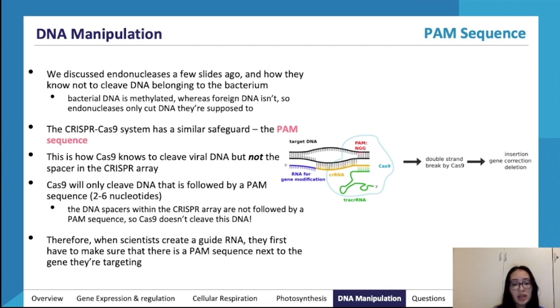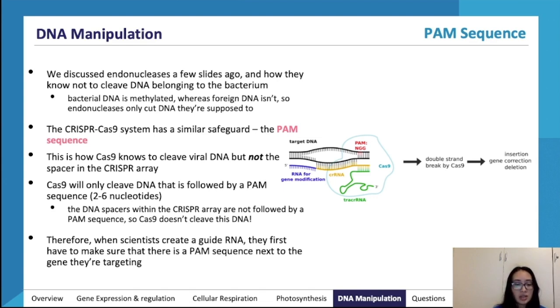Cas9 will only cleave DNA that is followed by a PAM sequence. So when you insert that spacer sequence into your CRISPR array, you just don't bring the PAM sequence with you. You snip it out and save it. When you're cutting with the endonuclease Cas9, it scans through a genome, and if the particular sequence it recognizes is right next to a PAM sequence, then it will cut it up. So it must be followed by a PAM sequence, and it's usually just a short sequence of a few nucleotides, which you can recognize.